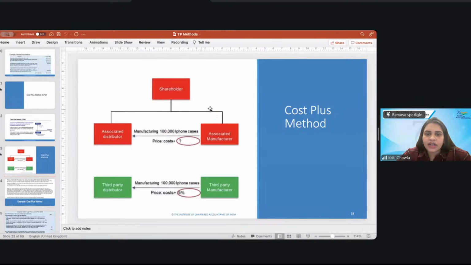This was just an example in which there is an associated manufacturer selling a commodity to a distributor. This is for 1 lakh iPhone cases. We know the cost, and we need to know what markup should be added in selling the commodity between the associated manufacturer and distributor. We look for independent third-party manufacturers and third-party distributors, and find that they are transacting at a markup of 5%. So you can adopt this 5% markup to this related party situation, so as to say that this is at arm's length.